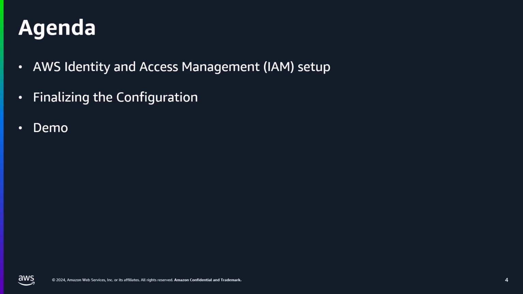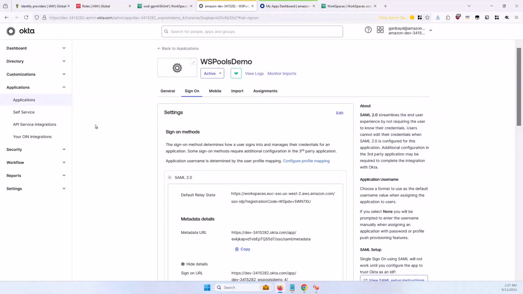Let's get started. The next portion of the steps pertains to AWS Identity and Access Management. It will be necessary to create a SAML identity provider and a role for the SAML identity provider to use. To begin, we'll need to use the metadata XML file that Okta has provided for the application that has been created. This can be accessed here under the Sign On tab of the application setup.